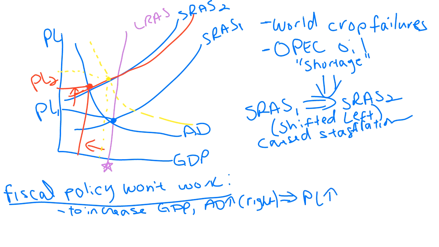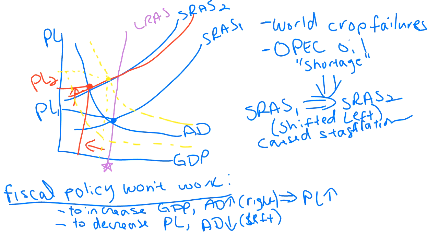So that's a problem. We want to decrease the price level. To decrease the price level, we've got to decrease aggregate demand. We've got to shift it left. Let's go back to yellow for that one. We're going to shift it left. Yes, that's going to drive down prices. Let's get back to our aggregate supply.